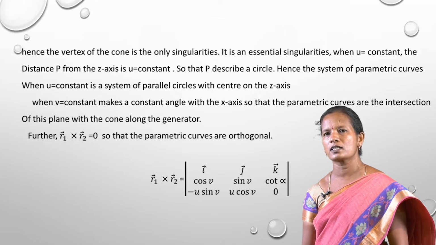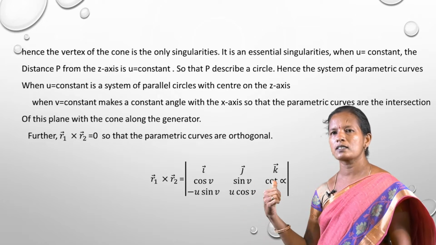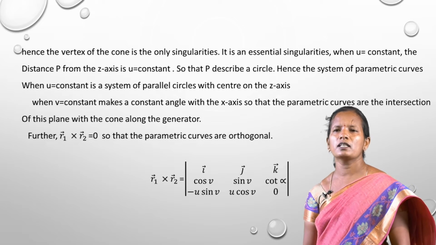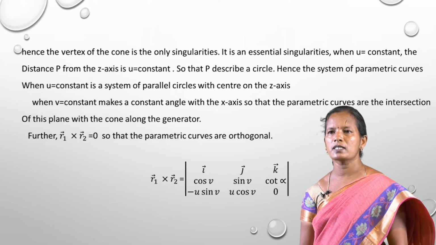When u is equal to constant, the distance of p from the axis is u is equal to constant, so that p describes a circle.